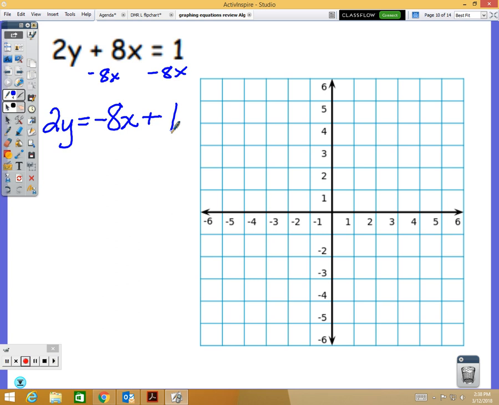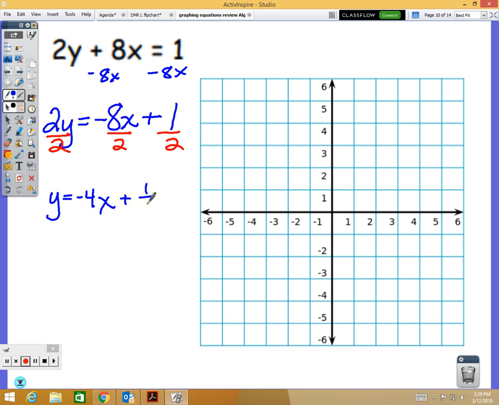What's my second step going to be? Dividing by 2. Now, this is where some people mess up. You have two terms over on the right. You have to divide both terms by 2. So that's going to leave you with y equals negative 8 divided by 2 is negative 4x, and then plus 1/2.